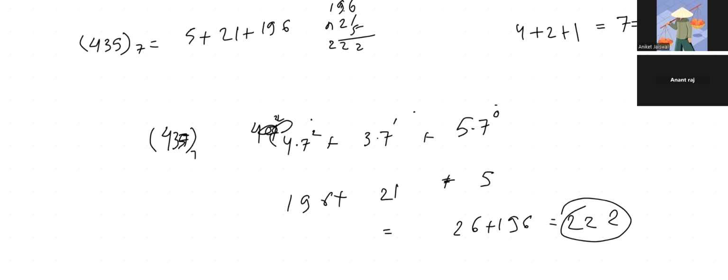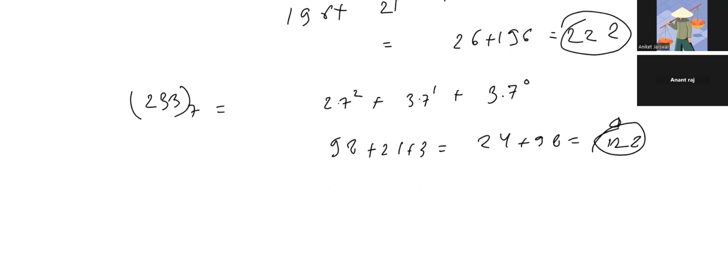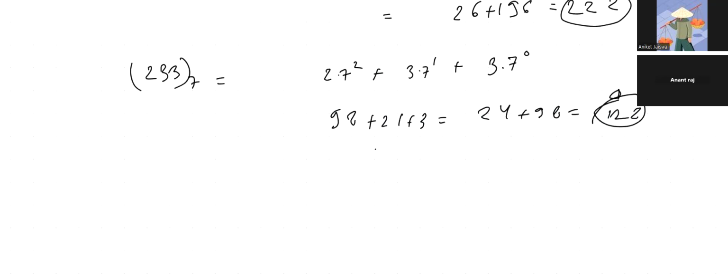Now similarly, 233 base 7. Start from the end. 3 into 7 power 0 plus 3 into 7 power 1 plus 2 into 7 power 2, which is 98 plus 21 plus 3. It is 24 plus 98, which is 122, right? So what is the addition in base 10? 344.